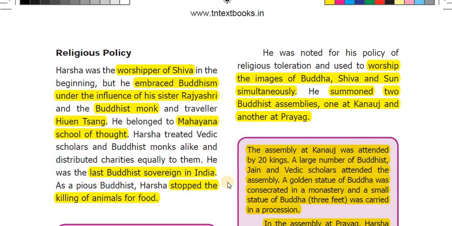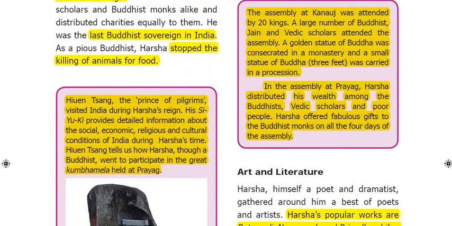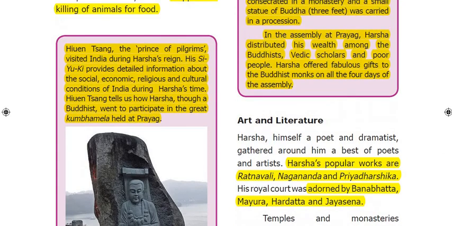He was noted for his policy of religious toleration and used to worship the images of Buddha, Shiva and Sun simultaneously. He summoned two Buddhist assemblies, one at Kanauj and another at Prayag. Huen Tsang, the prince of pilgrims, visited India during Harsha's reign. His Si-Yu-Ki provides detailed information about the socio-economic, religious and cultural conditions of India during Harsha's time. Huen Tsang tells us how Harsha, as a Buddhist, went to participate in the great Kumbh Mela held at Prayag.